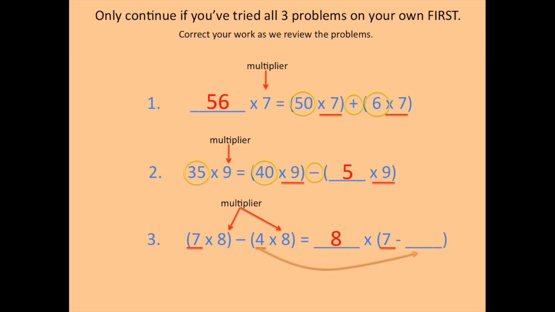So I'm going to bring the 4 over because I have a total of 7 groups of 8 minus 4 groups of 8. If we reread the problem, we can check to see if it's accurate. Does it seem reasonable to say that 7 groups of 8 minus 4 groups of 8 is the same as 8 times 7 minus 4 groups of 8? Yes, that does seem reasonable.